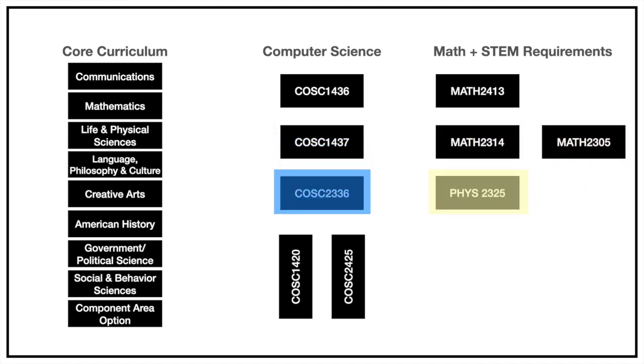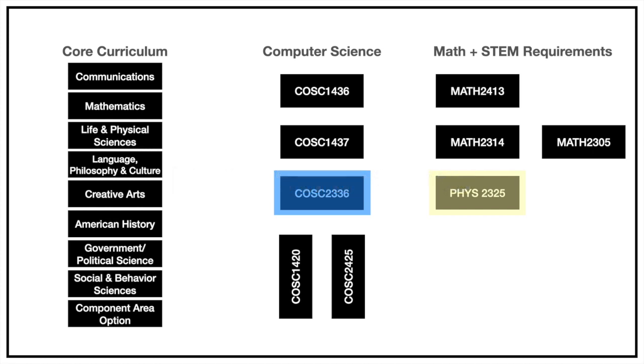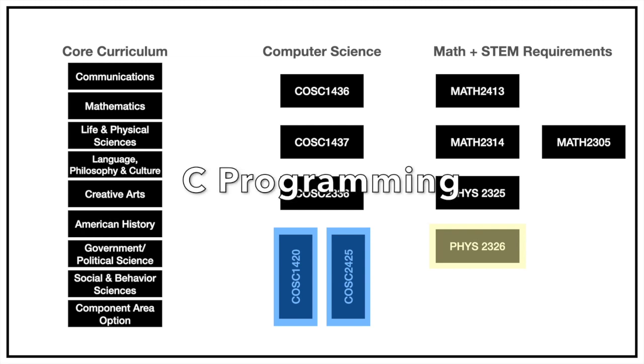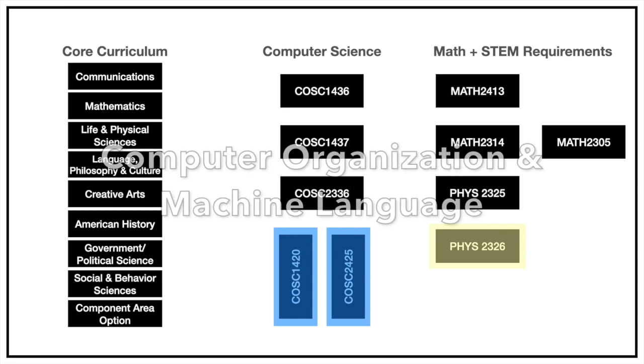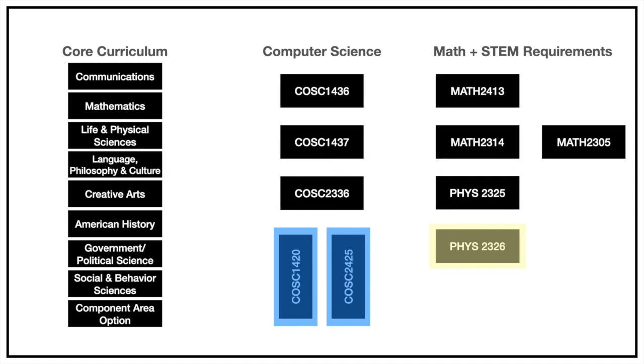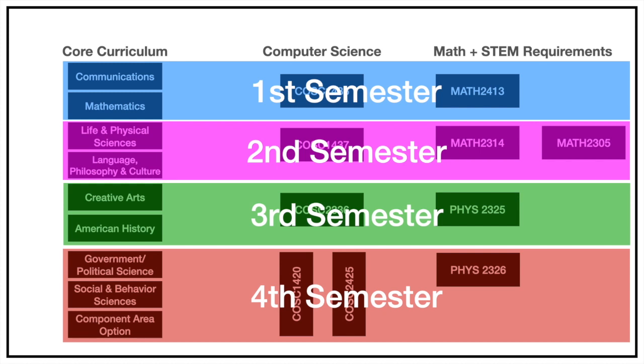In the second year, we always recommend to take Data Structures. This is COSC 2336, along with Engineering Physics 1, which is called Physics 2325. And finally, the last semester, we recommend to take one of those electives. It can be COSC 1420, this is C Programming, or COSC 2425, Computer Organization and Machine Language, along with Engineering Physics 2. By following these steps, you will conclude your degree in 4 semesters. Take advantage of summer courses that will help you to speed up a couple of those courses that you may need.